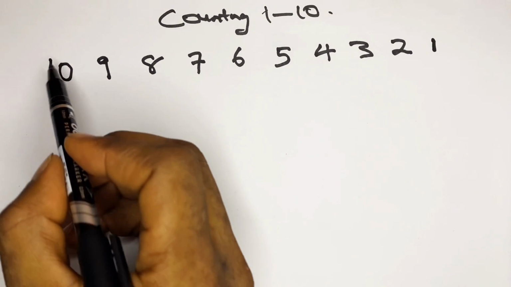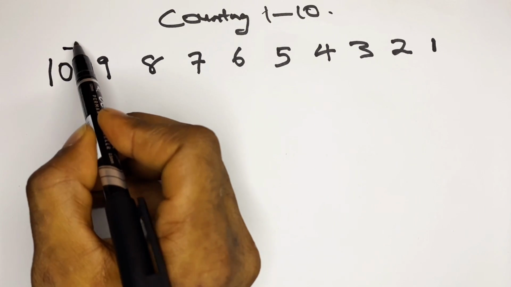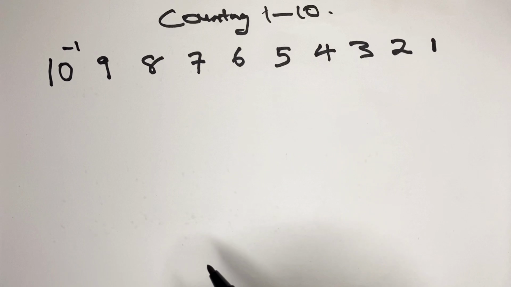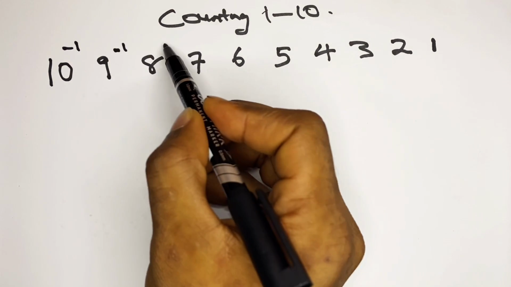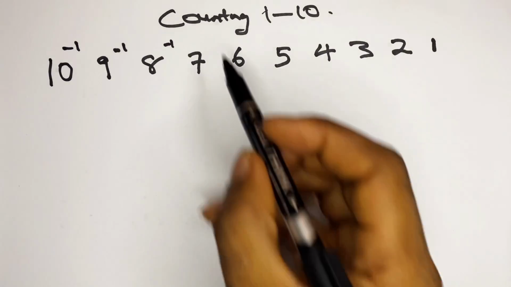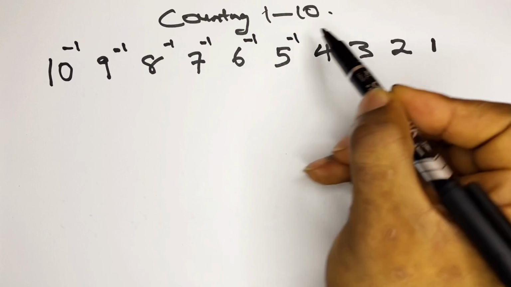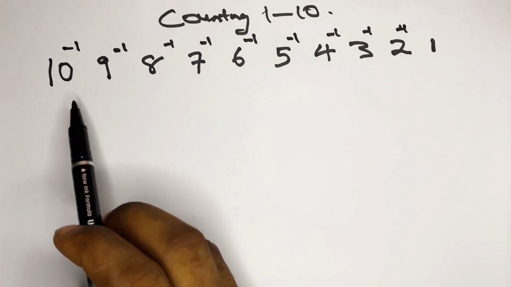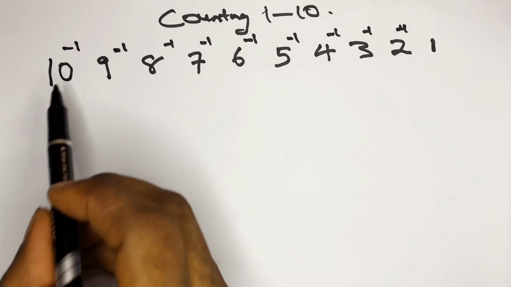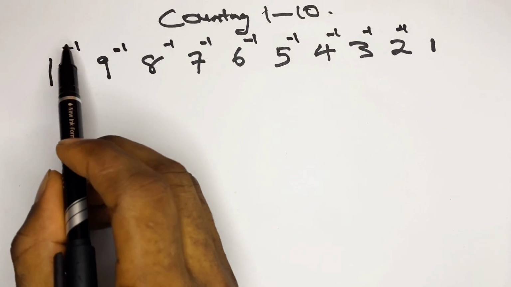Anytime we go from a bigger number to a smaller number, we minus 1. This simple idea of minusing 1 is the beginning of subtraction. You notice when we count from a bigger number to a smaller number, the number reduces. The number reduces by 1.